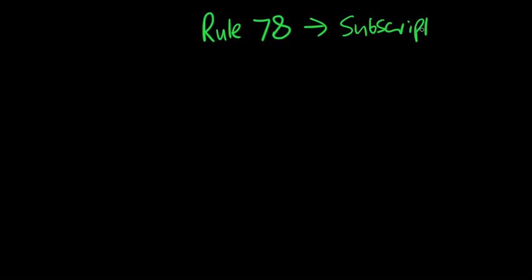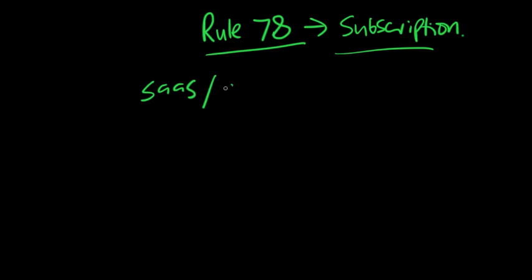So in this session, what I would like to do is explain to you the rule of 78 and how this can be applied to subscription-based businesses. So an example of some of those would be SaaS, software as a service, or cloud-based companies that charge a monthly fee, publishing business.